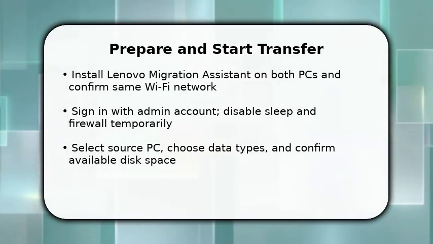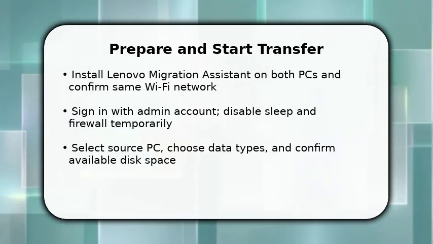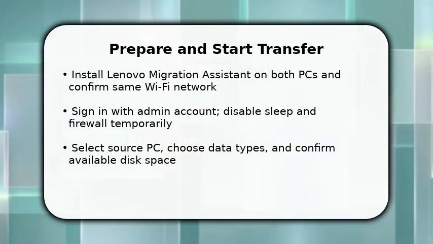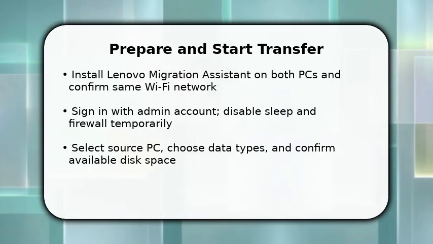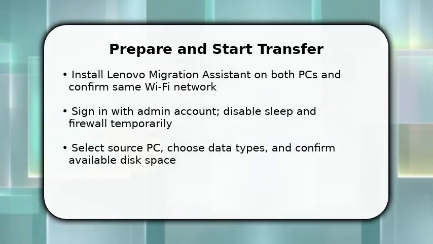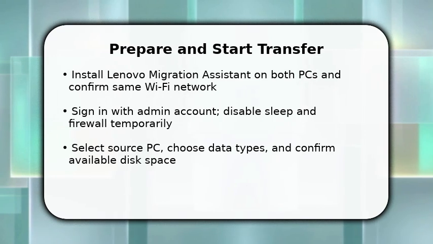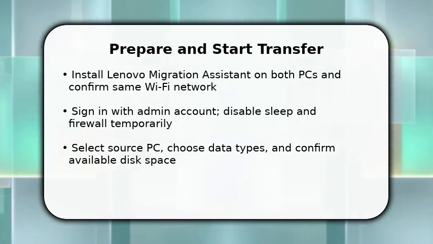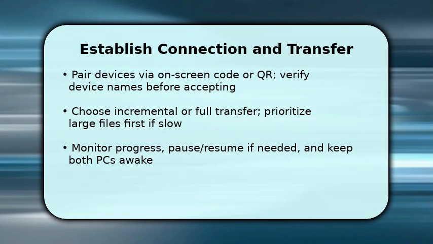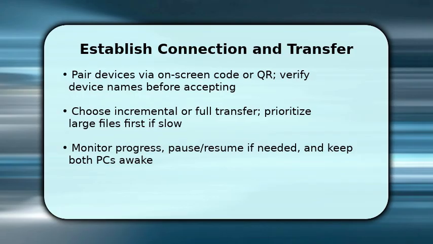On the source PC, pick the files, apps, and settings you want to move, and check free disk space on the target. Make sure transfer mode is set to PC and press Next to begin discovery. After pressing Next, pair the two devices using the on-screen code or QR prompt. This avoids accidental connections. Once paired, decide whether to run a full transfer or an incremental move.